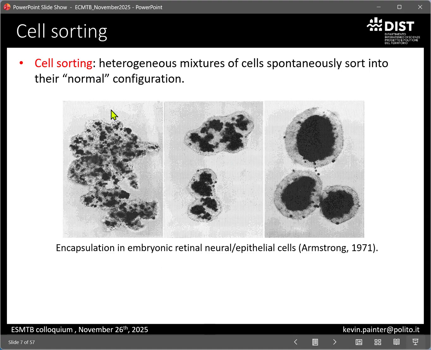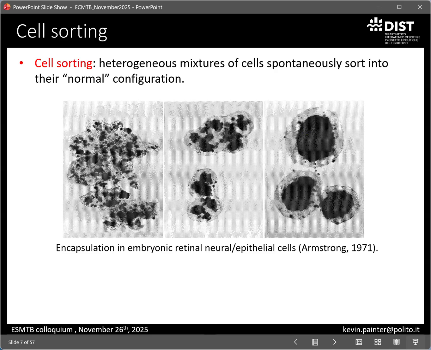Basically, the classic experiment here is you take two cell types from a tissue. You can see there are either black, darker cells and grayer cells here. You take them out of their normal tissue configuration and mix them up into a randomized mixture. And then over time, they resort back into the configuration that they normally have. In this case, those black cells become encapsulated by the grayer cells.